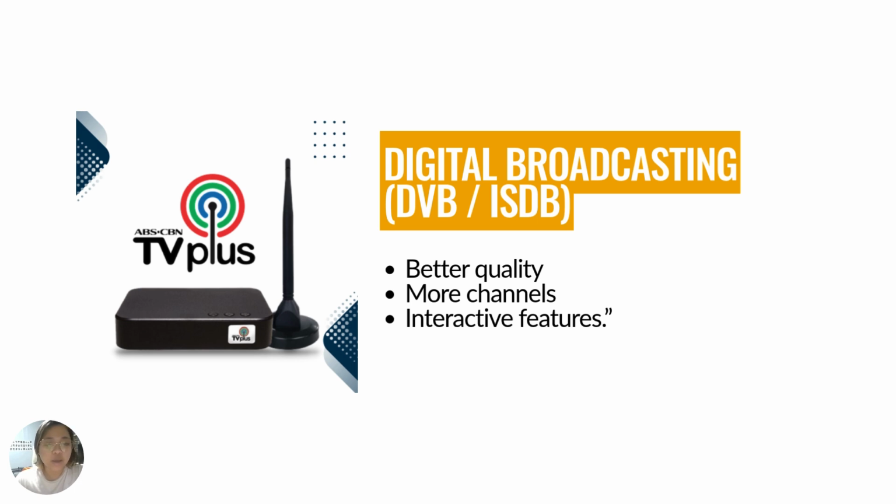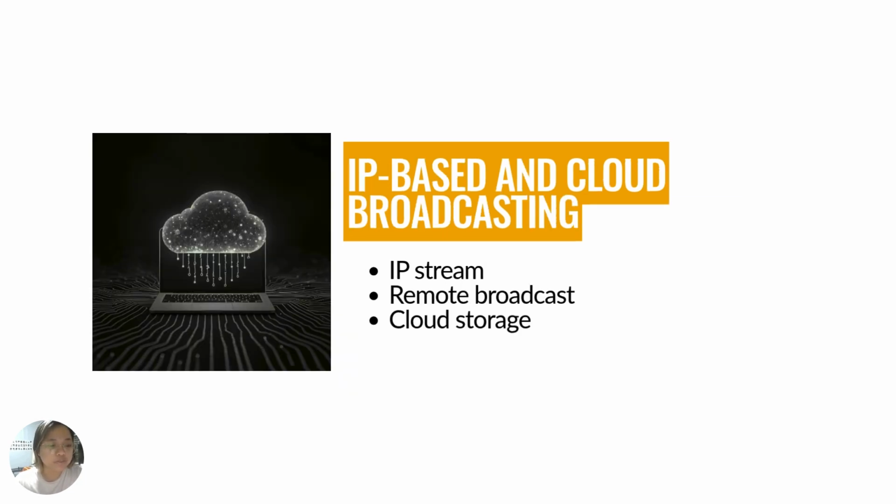So, some examples of these modern technologies of broadcast equipment for transmission are digital broadcasting, DVB or ISDB. It provides better quality, more channels, and interactive features. So, example of those are the ABS-CBN TV Plus and GMA Box, no? Na they make sure that the signal of the network offering it ay very clear, and also it offers more channels as well. We also have internet and IP-based broadcasting.